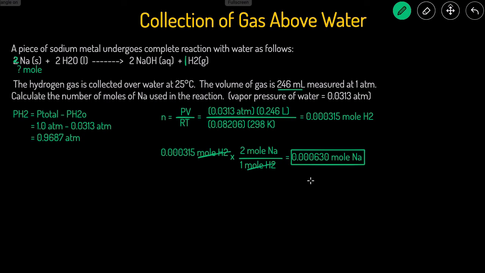Collection of gases above water is pretty similar to just gas stoichiometry. The only thing extra that you really have to do is when you are using the ideal gas law, make sure you're just using the pressure of the gas that you're collecting. And to do that, you just take the total pressure, subtract the pressure of the water.